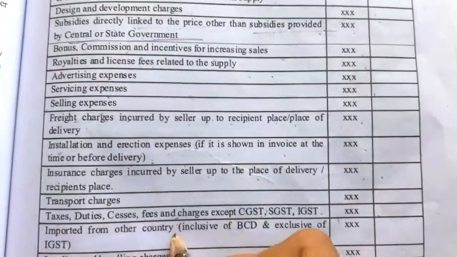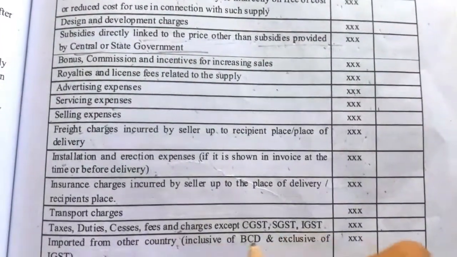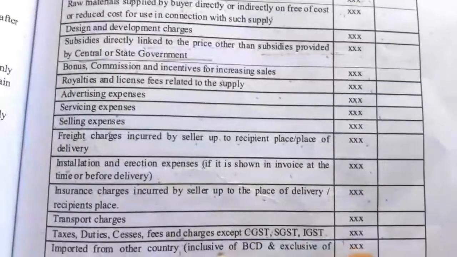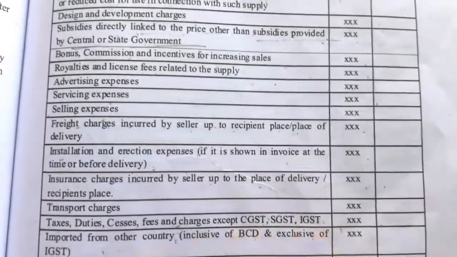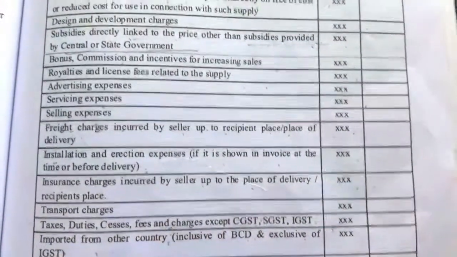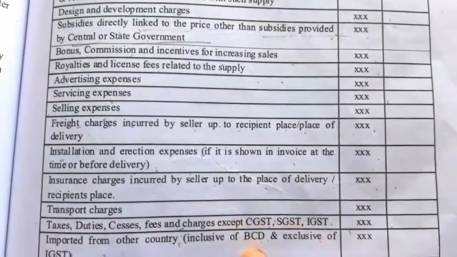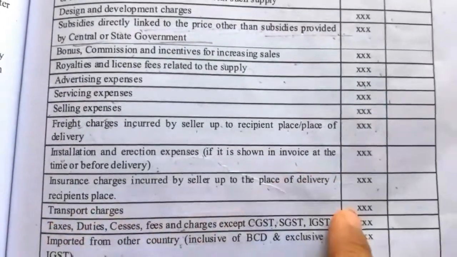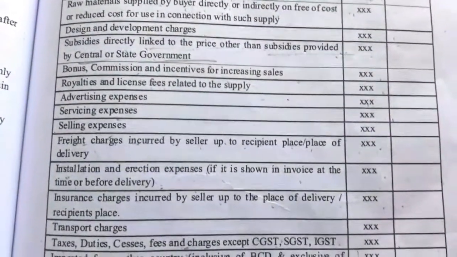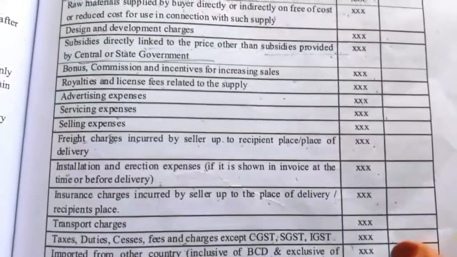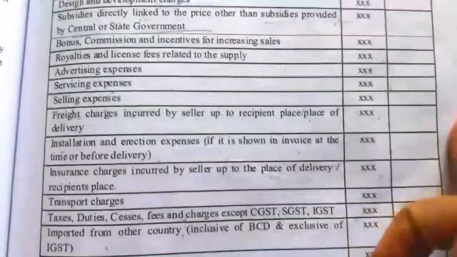Then import from other country: if there is any import, purchases from another country, that also we have to add. So while adding this import, we have to include the basic customs duty. Customs duty we have to include, but we have to exclude the GST. IGST, if we have paid for import, that IGST we have to exclude, but we have to include the customs duty or any other taxes excluding the GST. Remember, we have to exclude only the CGST, SGST, IGST or any GST, but if there is any BCD, that we have to include.